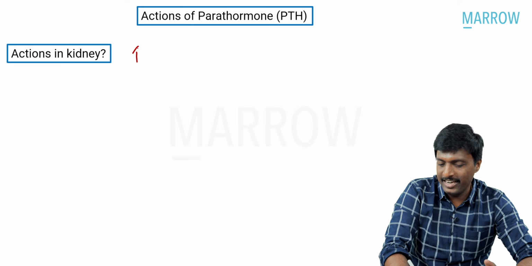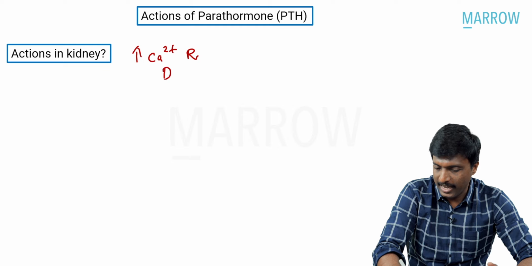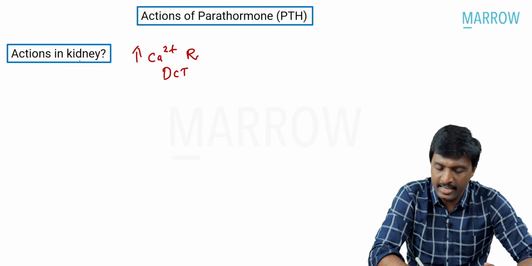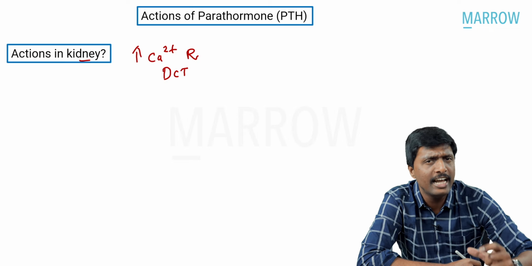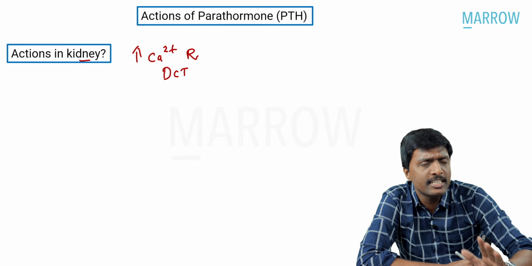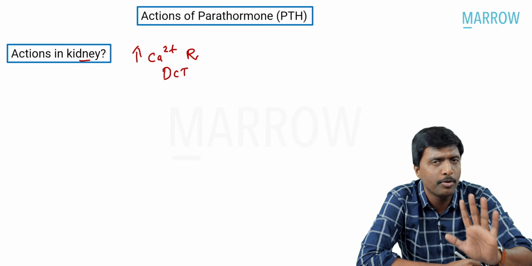It increases calcium reabsorption by exclusively acting at the level of DCT. In kidneys, parathormone increases calcium reabsorption, that is, calcium conserving. You can also say it reduces the excretion of calcium. Totally, it is calcium conserving, parathormone in kidney.